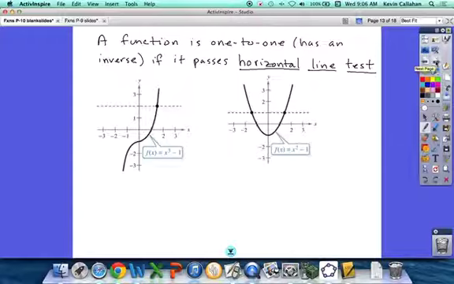A function is one-to-one, meaning it has an inverse, if it passes a horizontal line test. Remember, it already passes a vertical line test because it's a function. But if it has an inverse, it also passes a horizontal line test, meaning that you could pass a horizontal line and it'll only cross the graph in one place. This is x squared minus 1, so it's a parabola. That's a function, passes a vertical line test, but it does not pass a horizontal line test, so it does not have an inverse, not one-to-one.